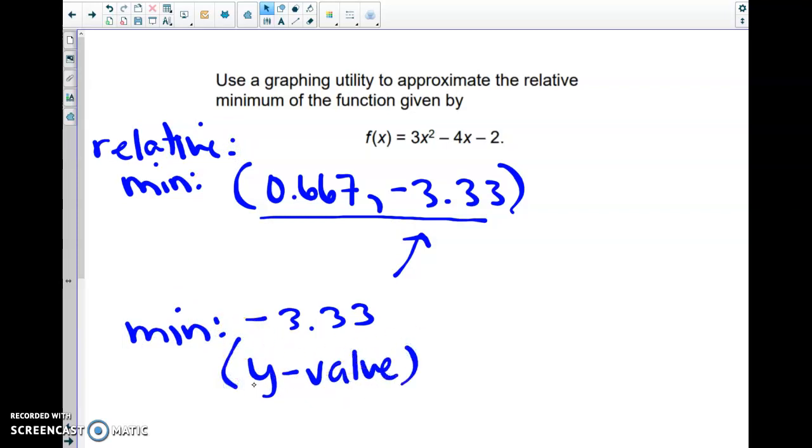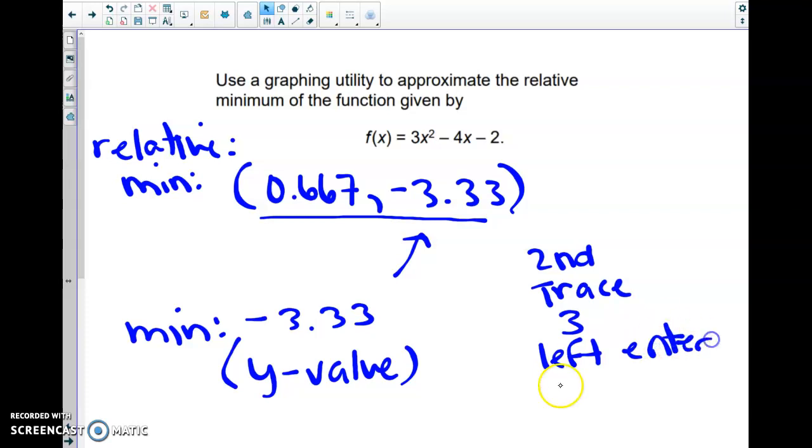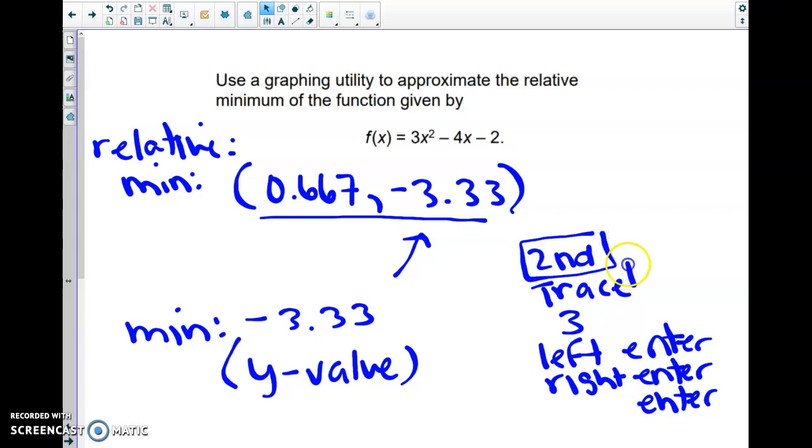If you need the steps again, it was the second button, trace, option 3, and then you do a left bound, enter, a right bound, enter, and then there's a guess. You just hit enter and it will give you the minimum of that interval. So second, trace, option 3, enter, enter, enter, left and right. You have to make sure that your cursor is outside of your minimum value that it will find.